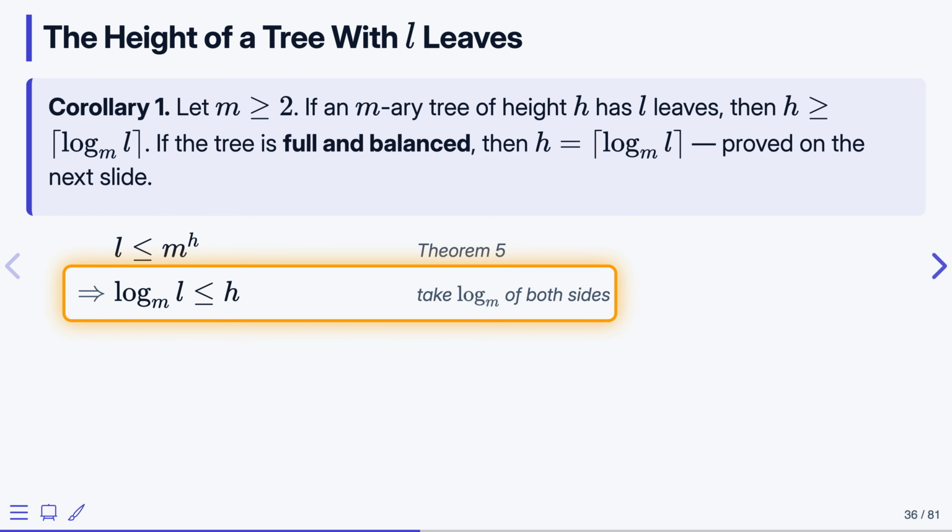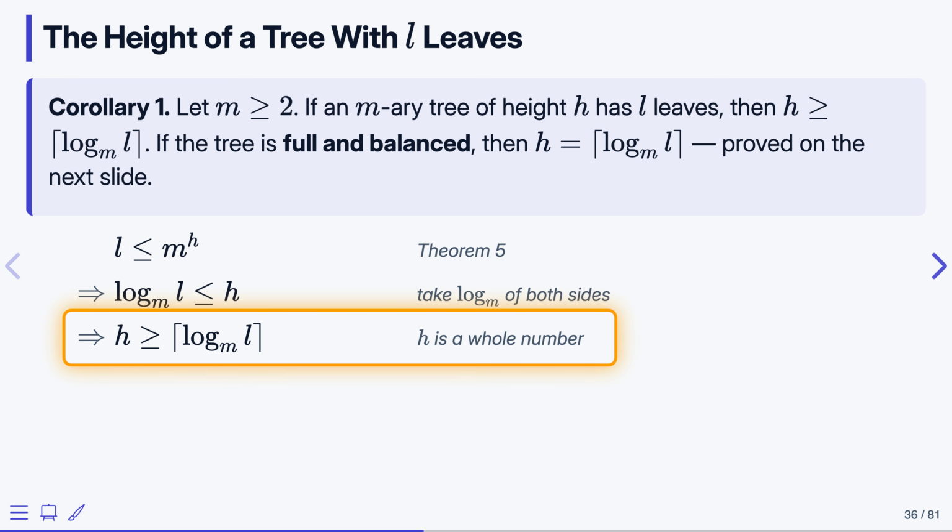Line 2. Take the logarithm base m of both sides. Recall the logarithm base m of a number asks, to what power do we raise m to reach it? Logarithms keep the order, so log base m of L is at most h.